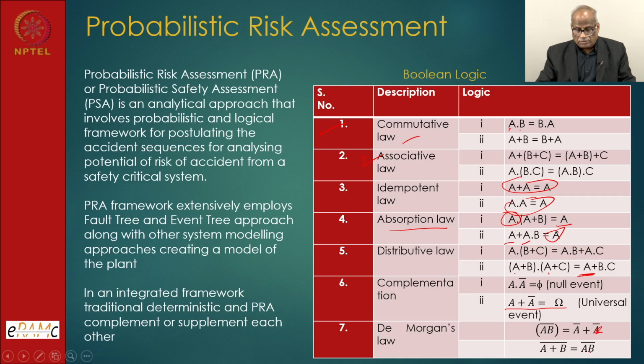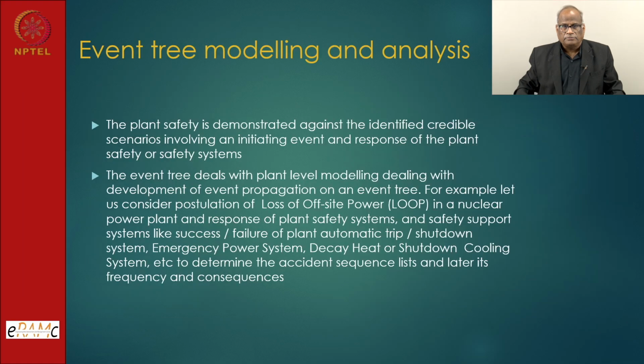So this mathematics or Boolean logic is used to reduce the fault tree size, so that there will not be any repetition of a component in various branches of the fault tree. And then Monte Carlo simulation. These two together make up the fault tree or PRA model development. Next, event tree modeling and analysis.